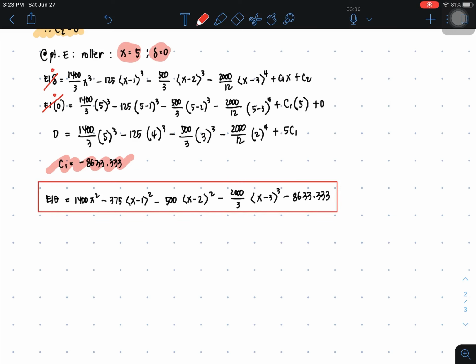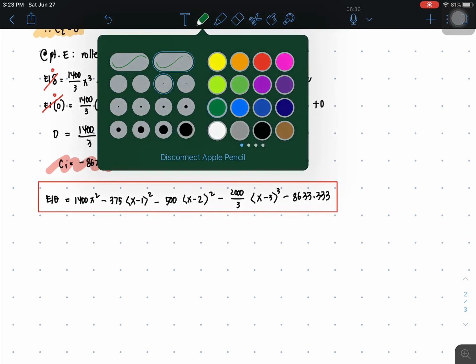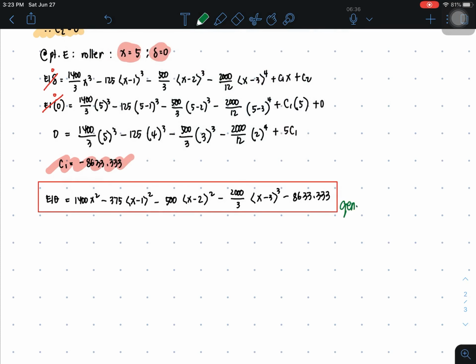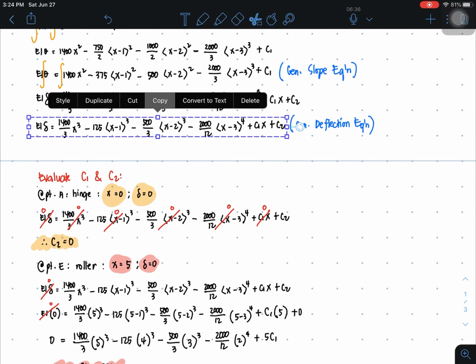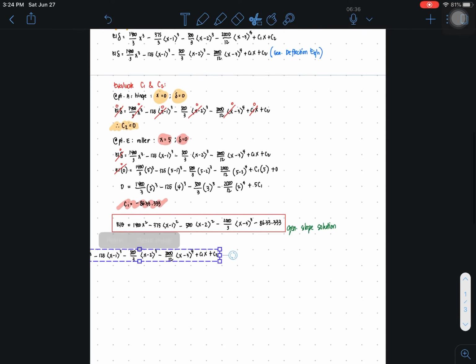And then this is your general slope solution. Although it is not related to what we are looking for, you have to indicate this every time, so that whenever the slope is needed, the solution can continue. Next, we're going to copy the general deflection. So let's copy this and paste it here.